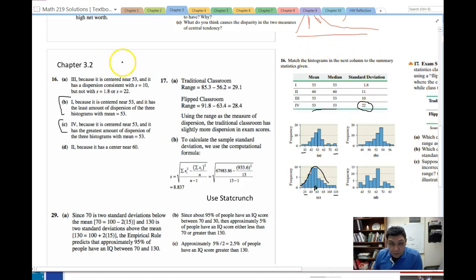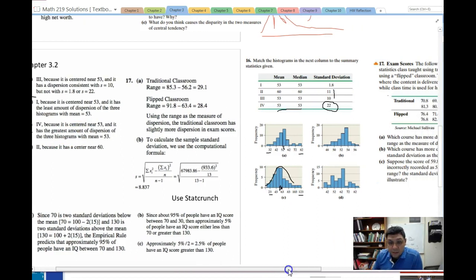The tougher ones are the next two, and graph 3, the information on 3 matches up with graph A. And notice they have very similar standard deviations here. The difference is the mean. So I'm just looking to see where the middle is. You can see in each of these there's a different value here. Here the middle's around 53. And here the middle's around 60, and so that's how you would match them up. So that's the answer for number 16.